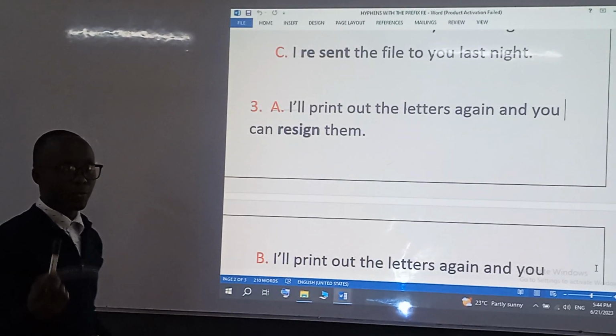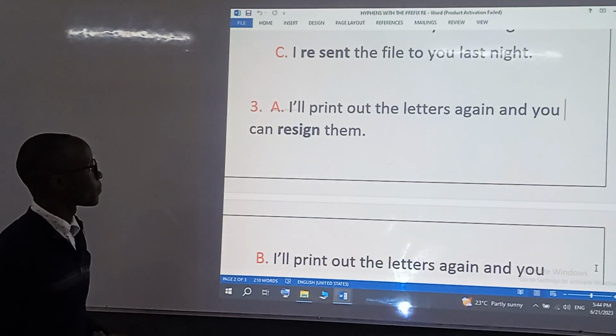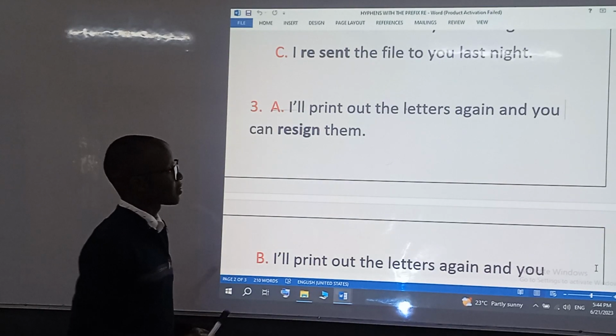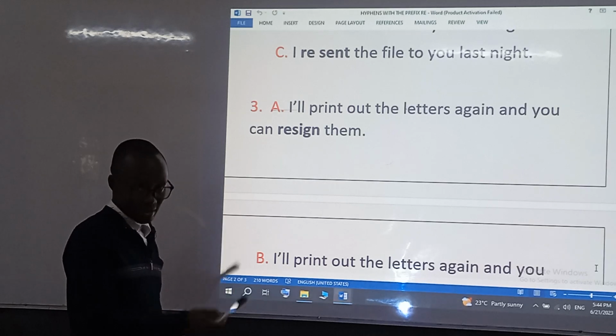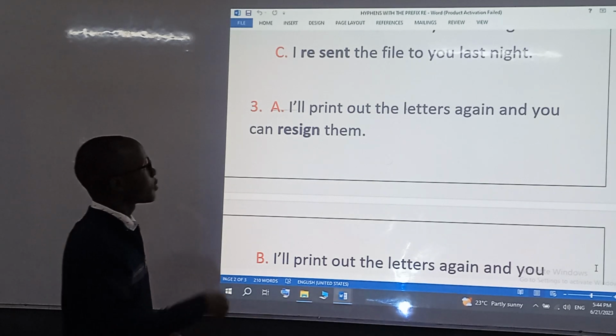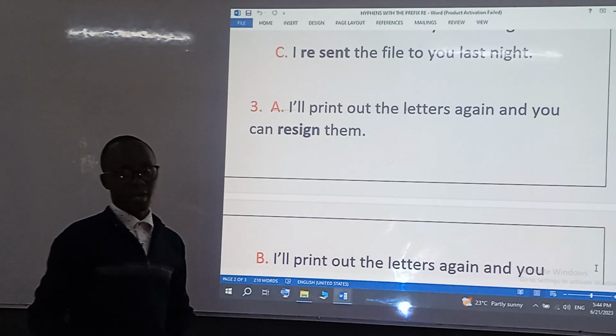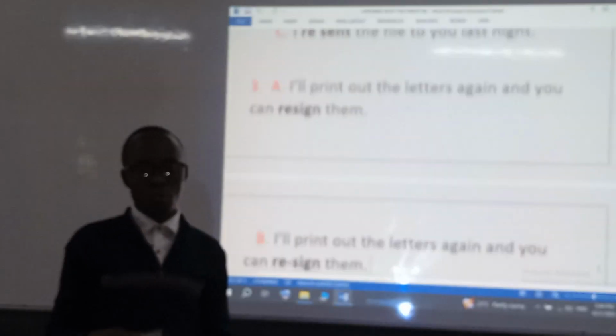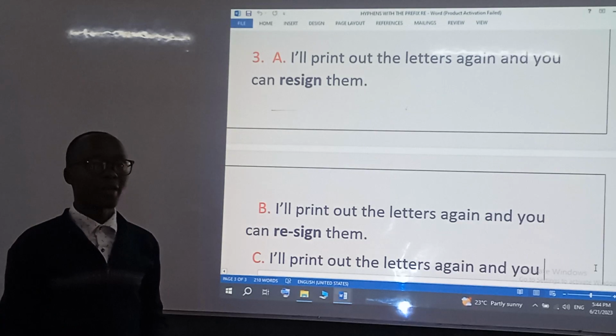Let us look at question 3, part A. What does it say? I'll print out the letters again and you can resign them. So the word is resign because it has the prefix re. So what is your thought about it? Do we need a hyphen or not?